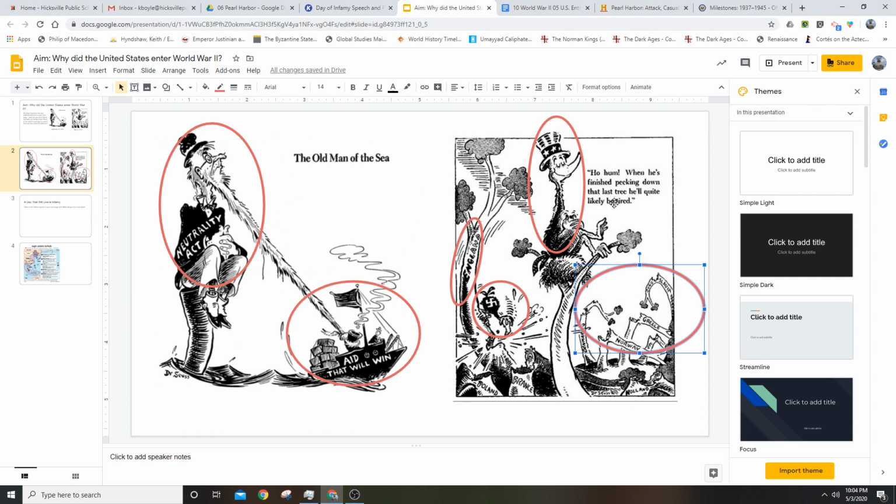The bird does say, maybe he'll be tired when he's done. That appears unlikely, given the fact that Nazi Germany, at this point in the cartoon, had already taken over 1, 2, 3, 4, 5, 6, 7, 8, 9. Is that 9 countries? 9. It already knocked down 9 trees by the time it was attacking England. It seemed that England is just about ready to go down. Eventually, Nazi Germany would set its eyes on the United States.